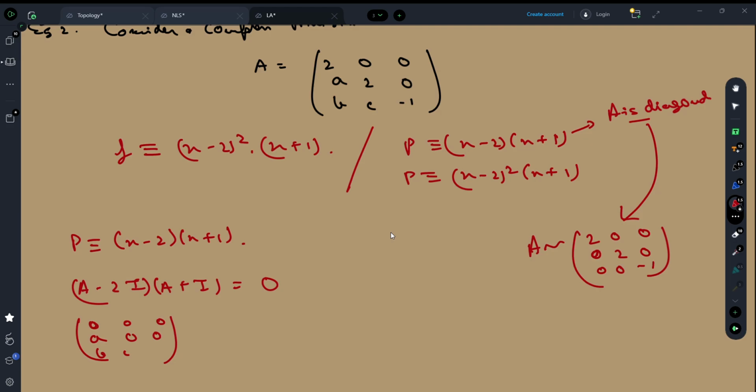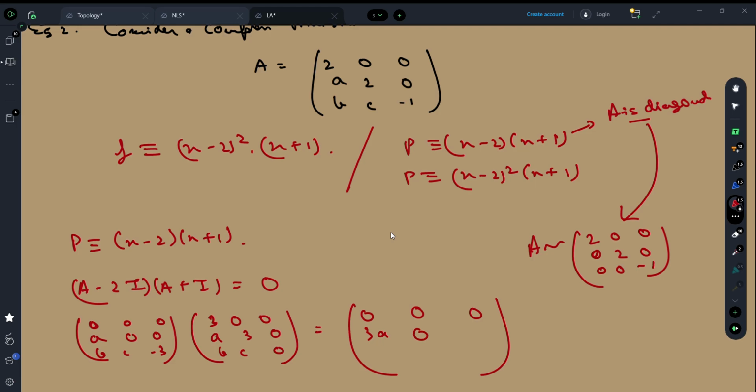Let us calculate this matrix first. What is A minus 2I? A minus 2I is 0, 0, 0, a 0, 0, b, c, and here you have minus 3. And here you have A plus I, so you have 3, 0, 0, a 3, 0, b, c 0. What does this give you? If you just carefully calculate it, you have 0 times 3, 0 times a, 0 times b. So the first element is 0. All the elements in the first row will be 0 because the first row is 0. Then you have a times 3.